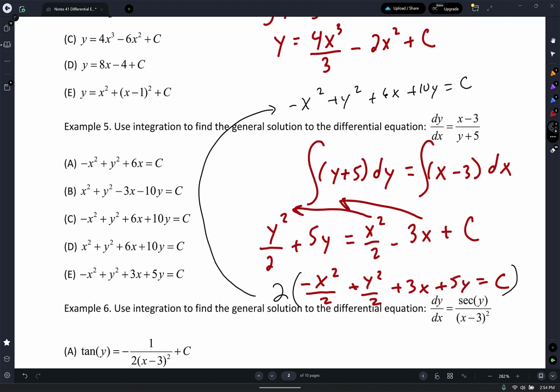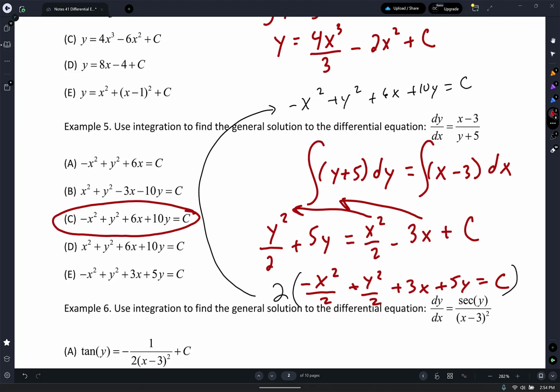How come you didn't write 2C? A constant times 2, is it still a constant? Yeah. So leave it as C. So now let's look for that. Is that in there? It's letter C. Do you multiply by 2 because you don't want the x's and y's to be a fraction? Yes. I didn't see any fractions on A, B, C, D, E. So I multiplied by 2 to get rid of that ugly 2 in the denominator.